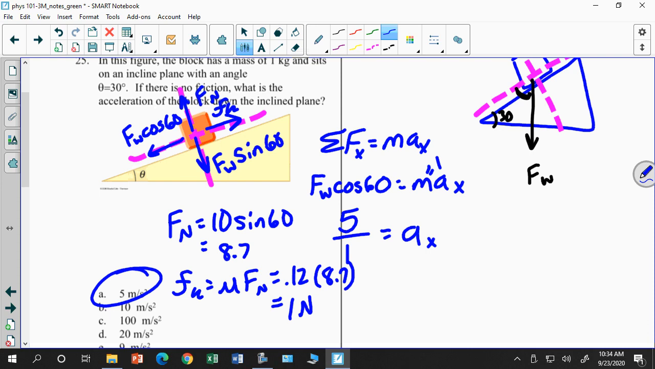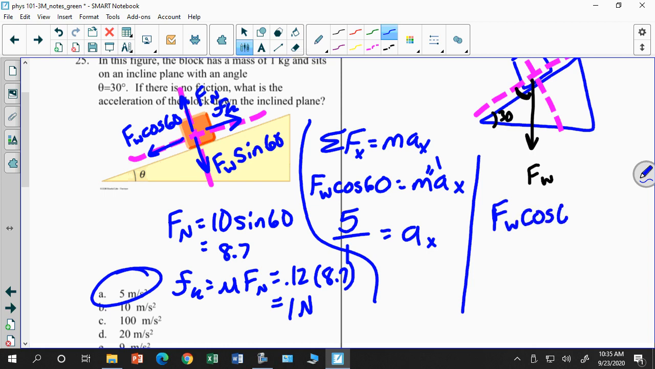And then I can do the sum of the forces in the x direction again, but now it's going to be different. I'm going to change my signs. Fw cosine 60 minus Fk equals max. And then I can solve that for ax. We're out of time now, so we'll finish that one up. You can look in the old test on the exam videos. You'll see something like that one.